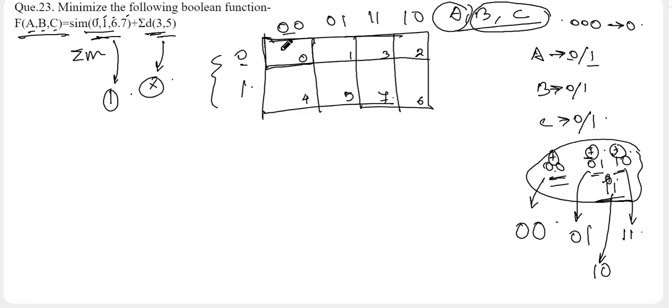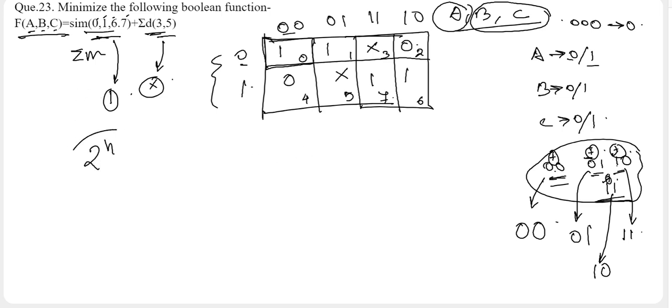So for 0 we will write 1, for 1 we will write 1, for 6 we will write 1, for 7 we will write 1, and for 3 and 5 we will write cross, and the cells which are left out we will write 0 here. Okay, now this is our K-map, and we need to do the grouping.